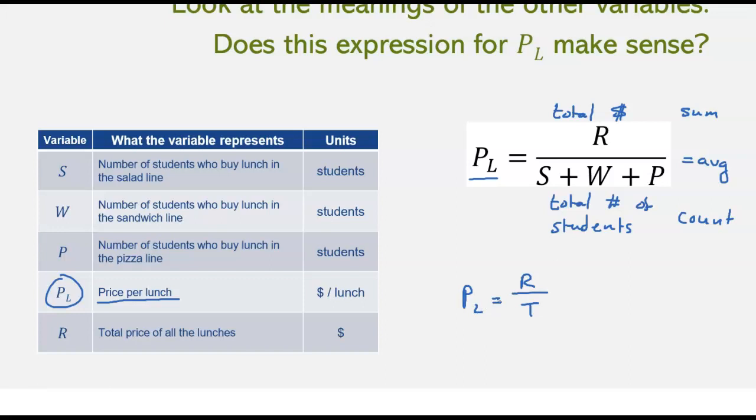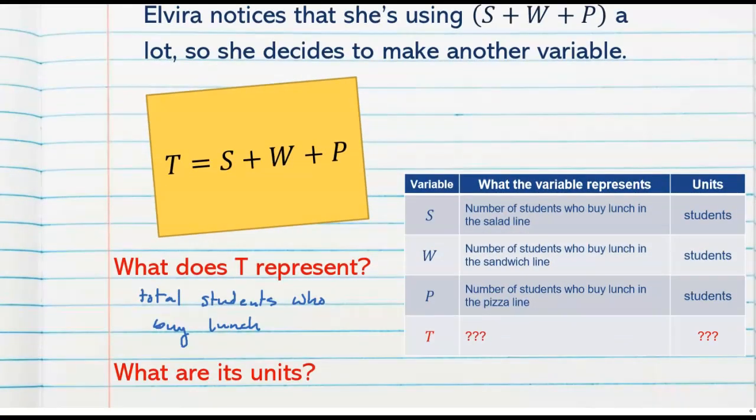The price per lunch is the same thing as the total price of all the lunches divided by the total number of students who buy lunch. The price over number of lunches. So if we introduce another variable, it can simplify our formulas. And then our last question, what are the units for this new variable T? S plus W plus P is going to be students plus students plus students, which is students. Total number of students is students.